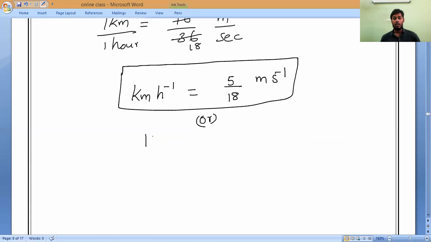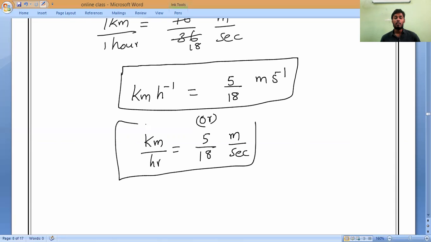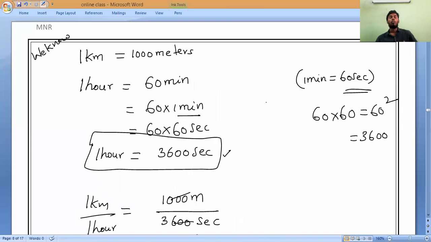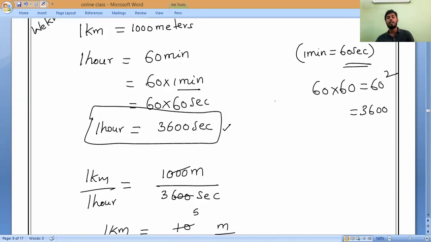So kindly remember, it is a very, very important relation for solving the numericals. Clear, everyone? Yes, sir. Have you understood? Yes, sir. That's fine. Solve it now. So 1 kilometer per hour equals how many meter per second, guys? 5 by 18 meter per second.